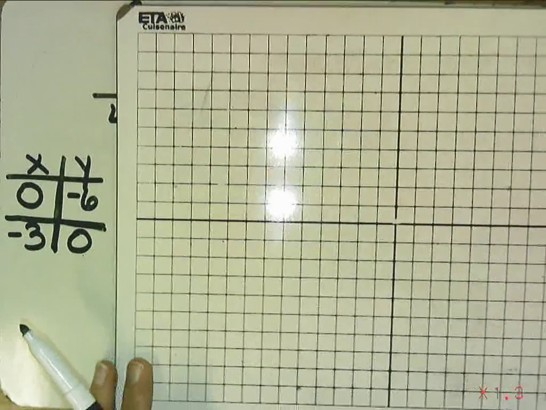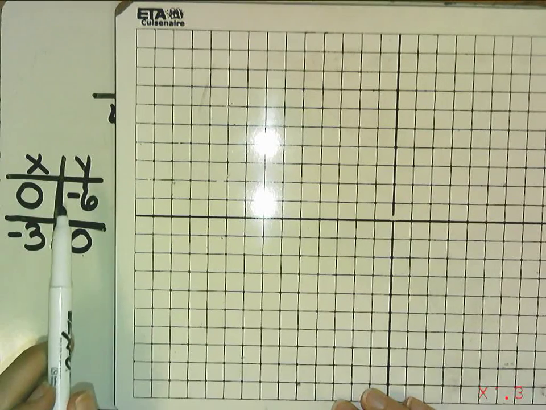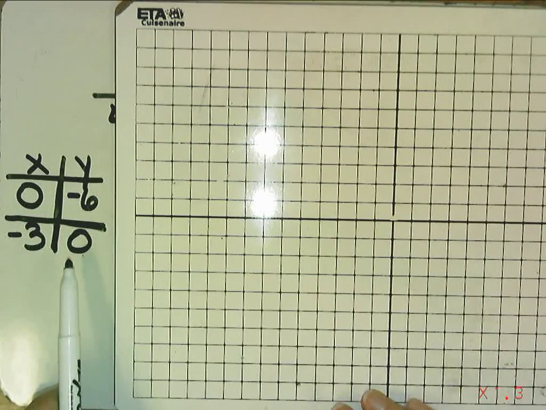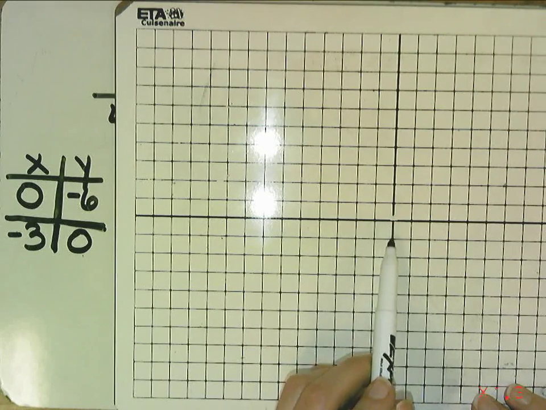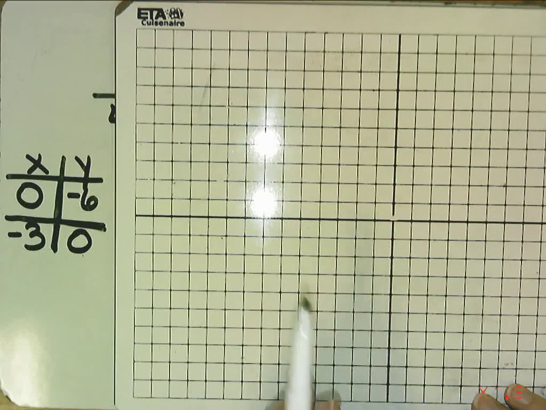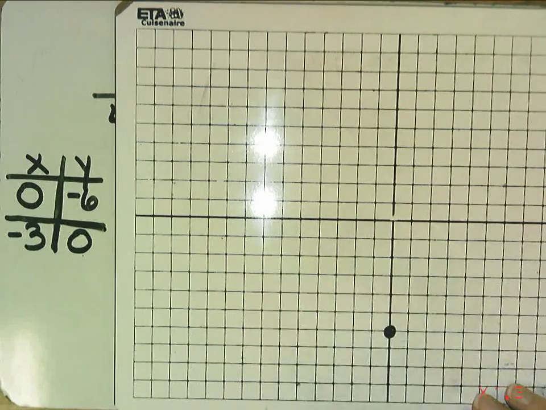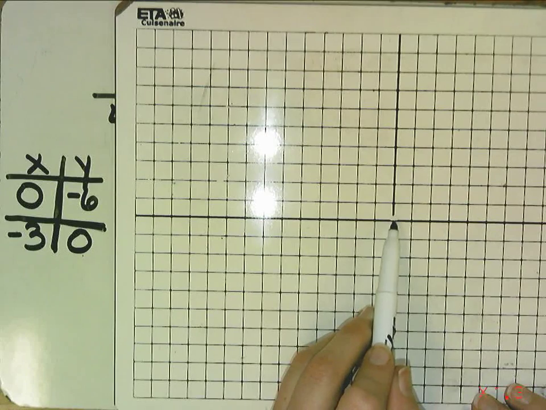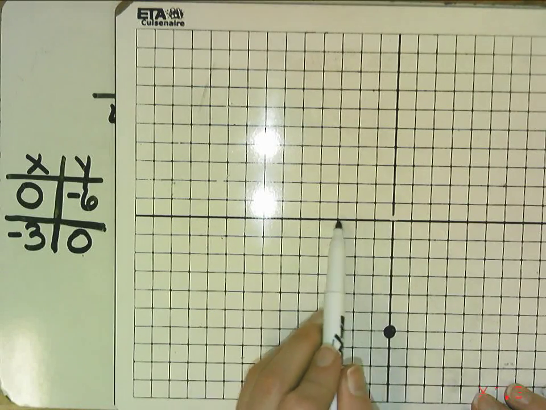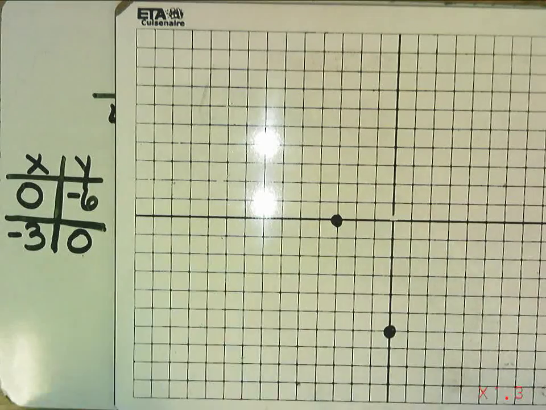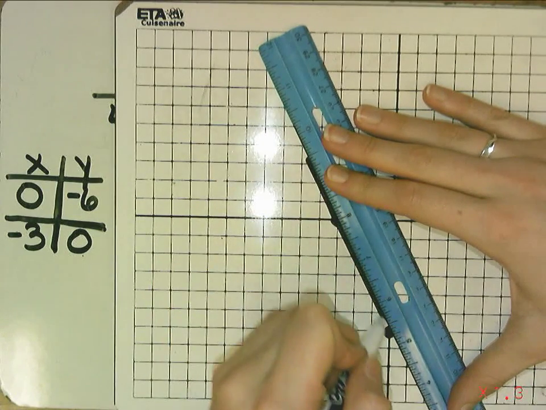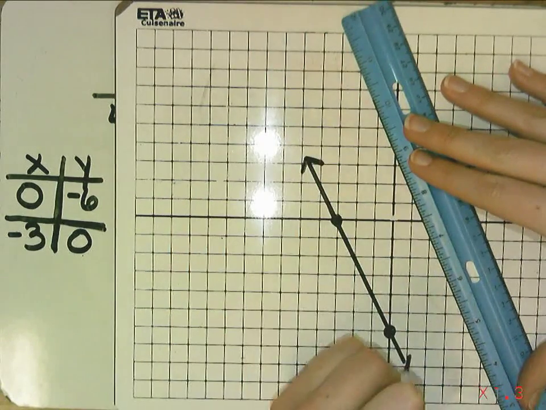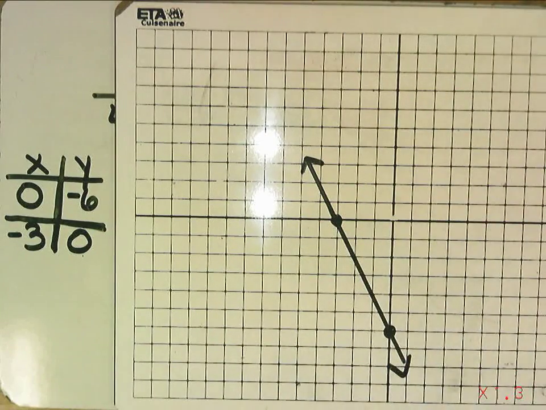Our two intercepts were 0, negative 6, and negative 3, 0. So I'm going to go to my 0, negative 6, 1, 2, 3, 4, 5, 6. There's my y-intercept. And my x-intercept is negative 3, 0. So we go 1, 2, 3. Now I have 2 points that I know are on the same line. So now I'm going to take my ruler and draw my line. Make sure I have arrows on both sides. And that's how you graph using intercepts.